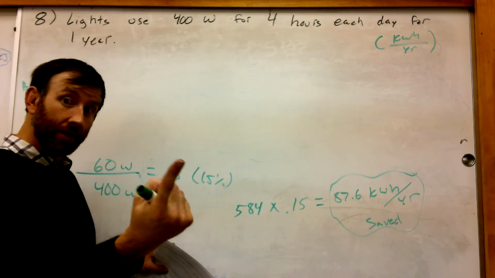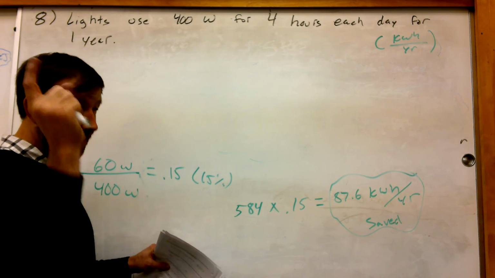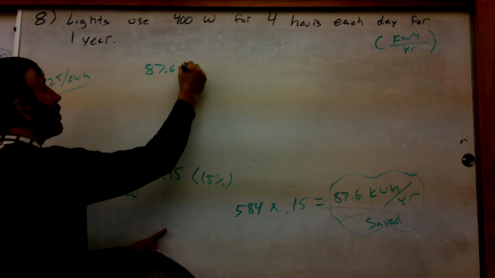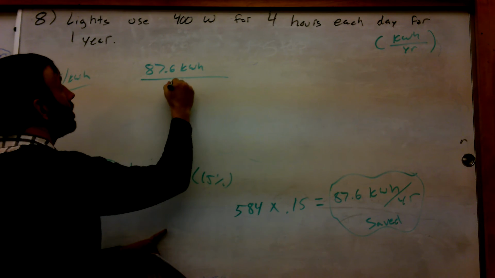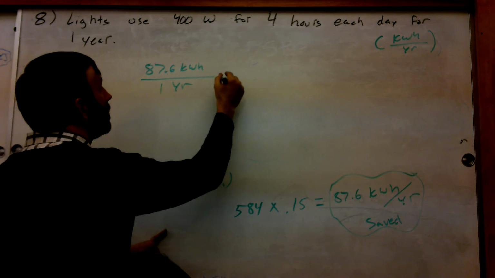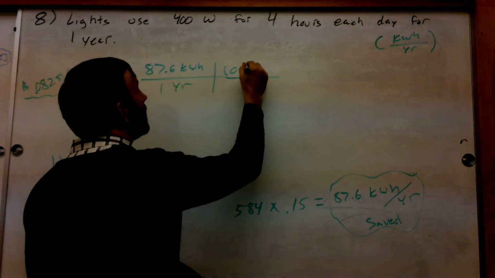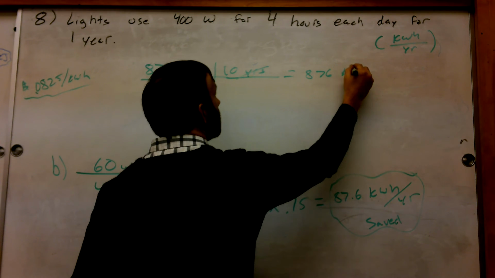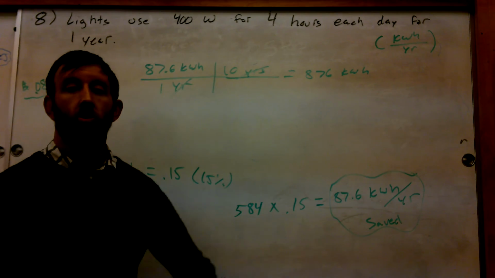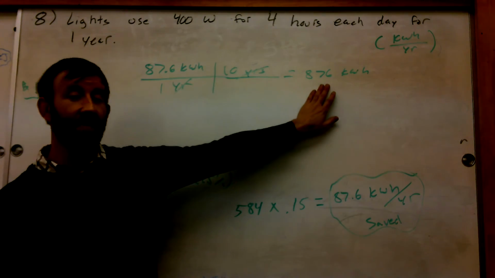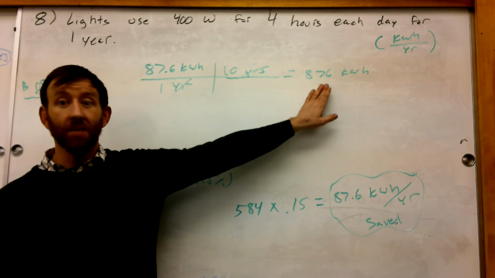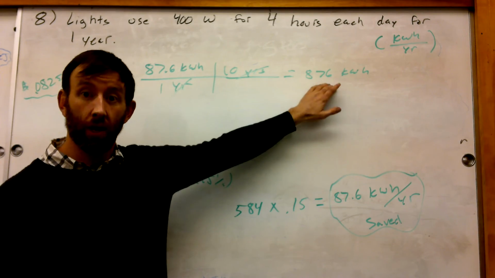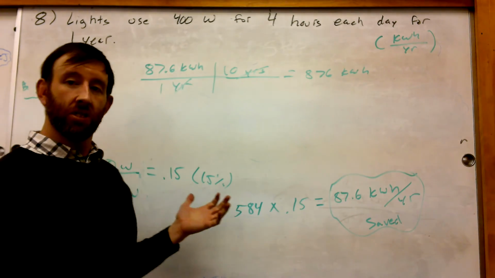Now, how long do the bulbs last? 10 years. Now, that's important to us. So I'm going to say 87.6 kilowatt hours per year times 10 years, which is 876 kilowatt hours over the 10-year period. It's actually a very sizable chunk. We're starting to get into some actual monetary value there. Now, how much does that actually amount to?